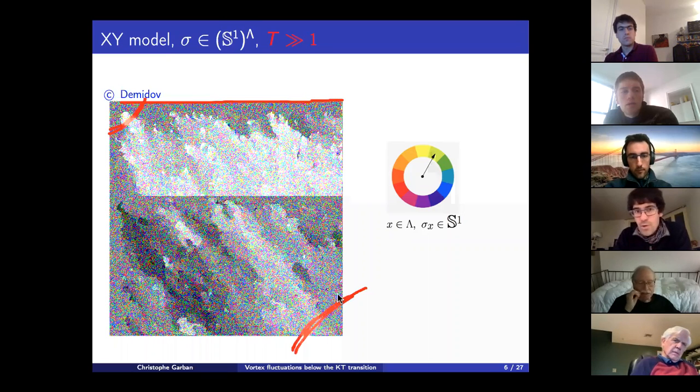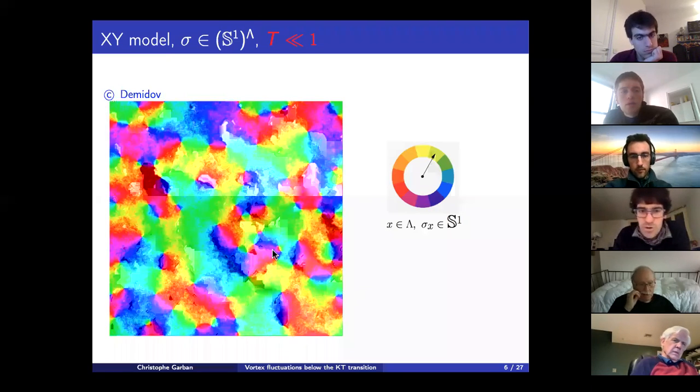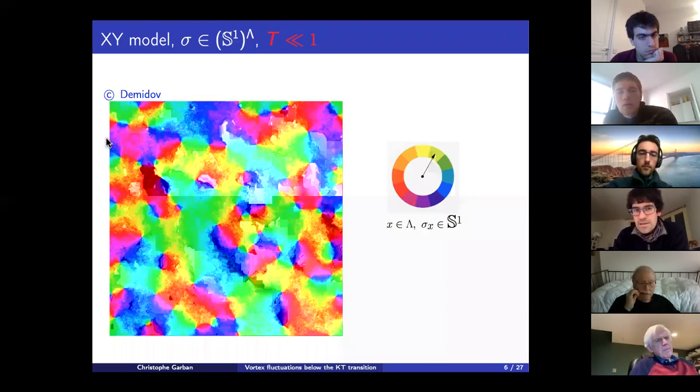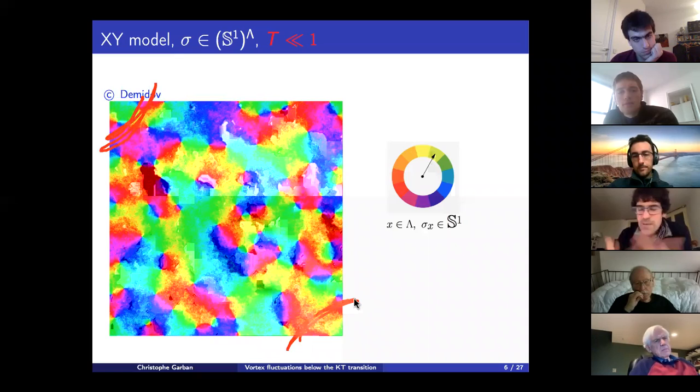But now, when you let the temperature go slightly below, you start having pictures like that, and you still feel that this part of the space here is uncorrelated with that part of the space here, but maybe, and we'll see it is the case later, maybe one starts hoping for some large-scale structures now.